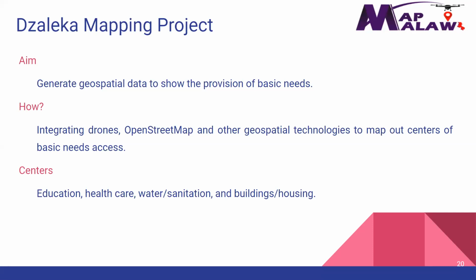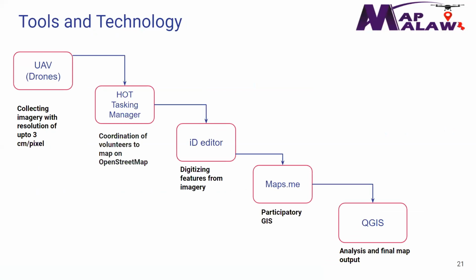So the tools that we're using as a project are unmanned aerial vehicles, commonly known as drones. So we're collecting imagery with a resolution of up to 3 centimeters per pixel. This is due to the setting of the housing at the camp. So in most cases, the housing is cramped. So with this high resolution, we're able to easily digitize.